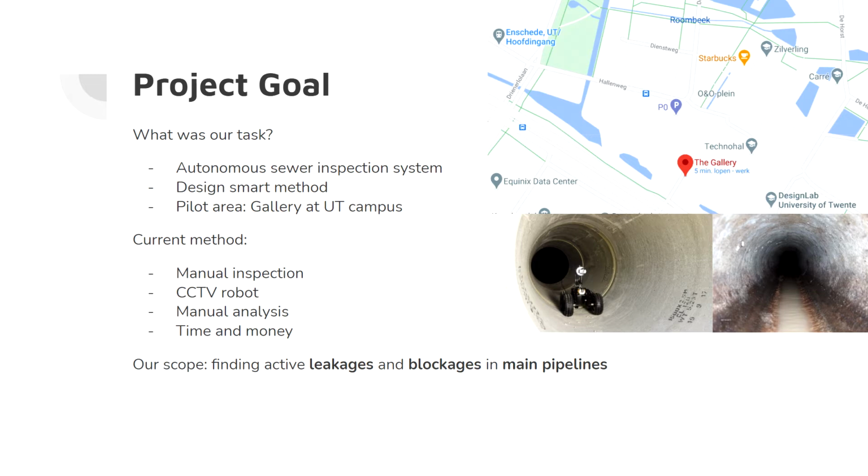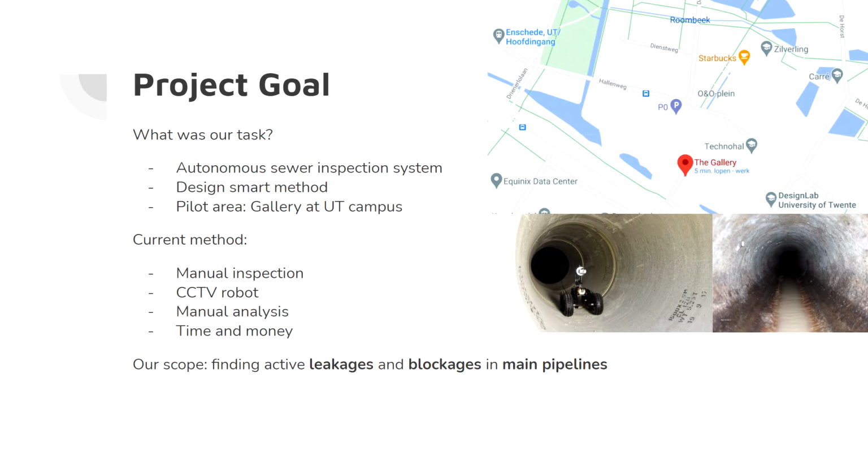The sewer system below the gallery at the UT campus is used as the pilot area. The current inspection system involves manual inspection by controlling a CCTV robot which moves through the pipe. The footage is then analyzed by an expert to detect faults. Doing all of this manually costs time and money, and causes a demand for autonomous inspection.